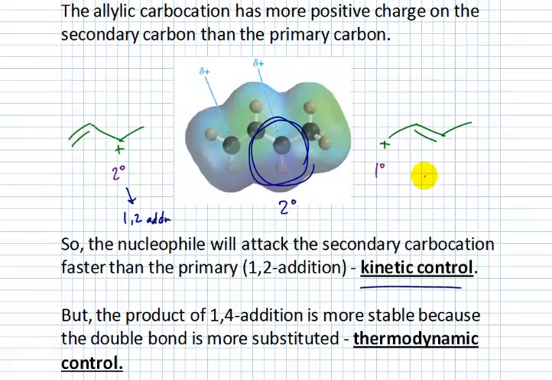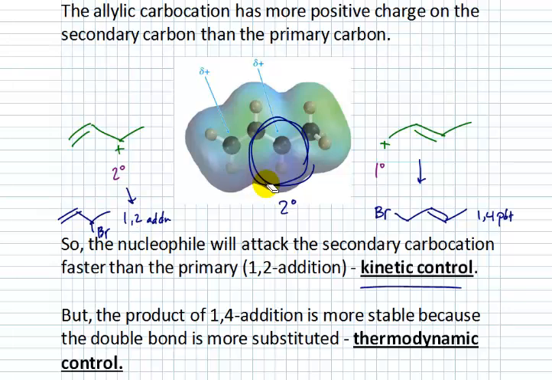Now, the product of 1,4 addition, here, I'll draw it. Here, I can draw this one just as easily. That's the product of 1,2 addition. But if we're under kinetic control, the product doesn't really matter. It's the transition state. It's whichever transition state is lowest in energy, whichever of those barriers is easiest to get over. So the product of 1,4 addition actually is more stable because the double bond is more substituted.